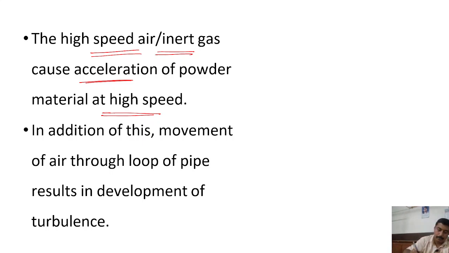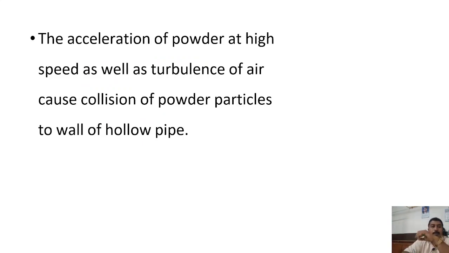So the next important thing: why has the loop been made? The hollow loop like this, you can see. Hollow loop like this has been made. So due to the hollow loop, what will happen? As the air and powder both move through the hollow loop, it creates turbulence. Due to the loop-like shape, it creates turbulence, and this turbulence of the air is additionally responsible for breakdown of the powder particles through collision of powder particles.